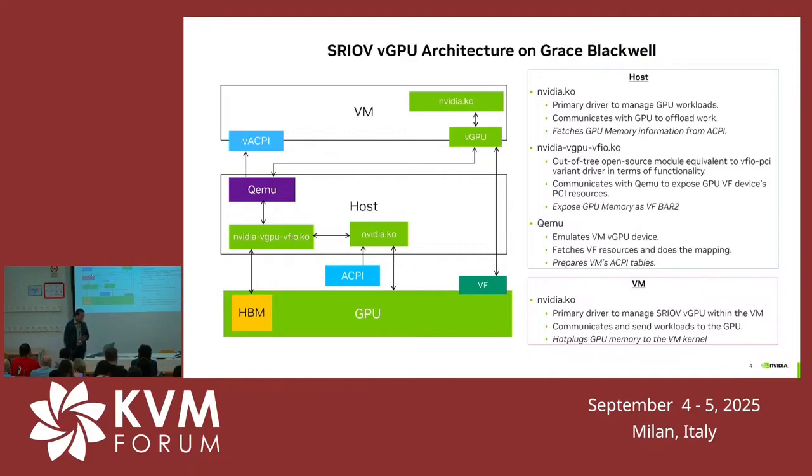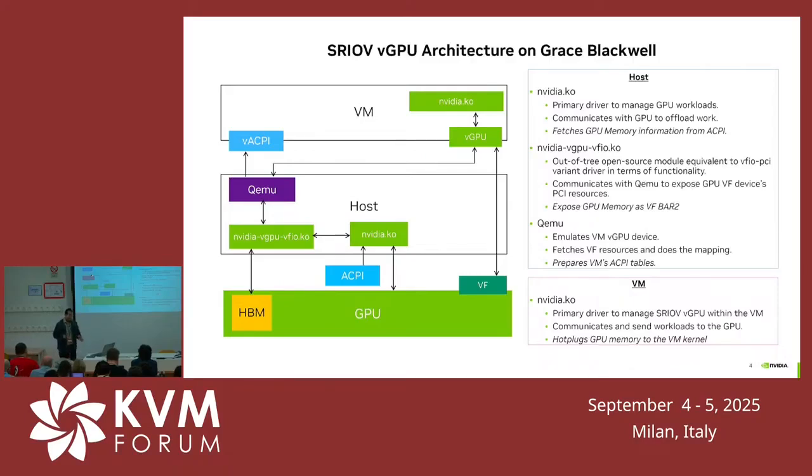It makes certain changes to it. I'll explain later, but essentially that is the part that is different. Within the VM, the primary driver, again, is NVIDIA.ko, which is the driver that manages the SR-IOV vGPU within the VM. It communicates and sends workloads to the GPU. The thing is that it hot plugs this GPU memory within the VM to the VM kernel, right?